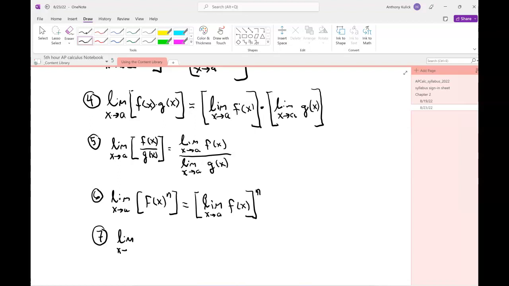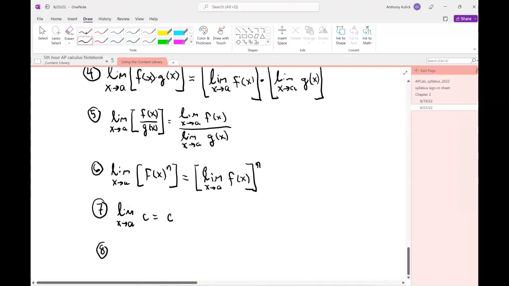And again, we're going to get to some actual numeric examples where we're going to show you how we use these. So limit as x approaches a of c. Is there an x anywhere in this? What do you think the limit's going to be then? Just c, right? The limit of a constant is just the constant. Yeah. That's cool.